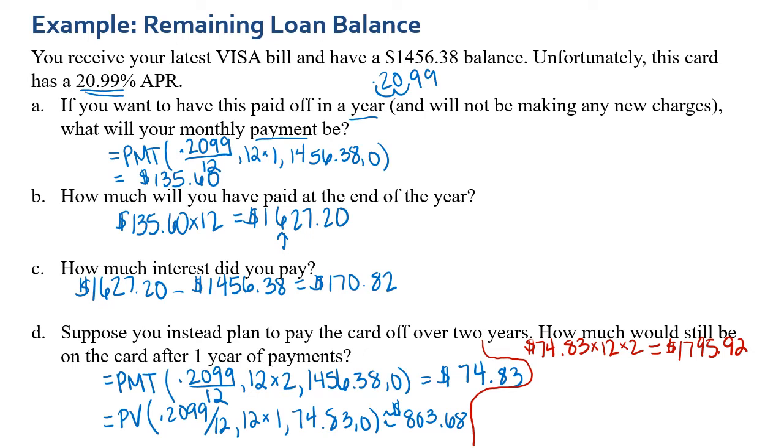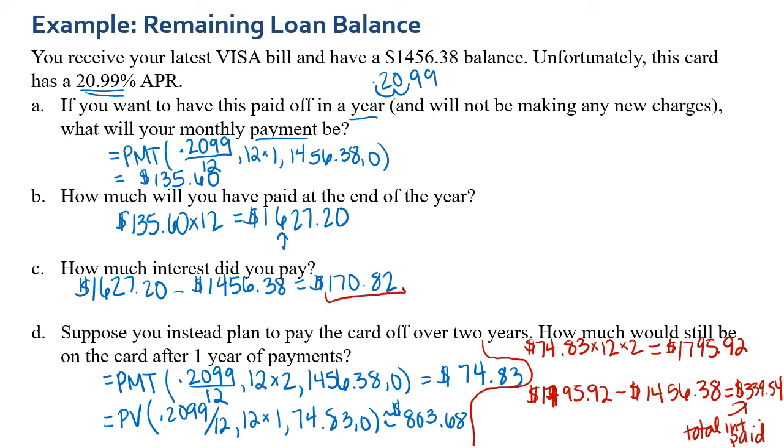$1,795.92. So that means in interest, take $1,795.92 minus that initial balance, which was $1,456.38, and that leaves $339.54. So that's the total interest you'll pay. So you can see that if I pay more a month, I end up paying less, about half of the interest compared to paying it off over 2 years.